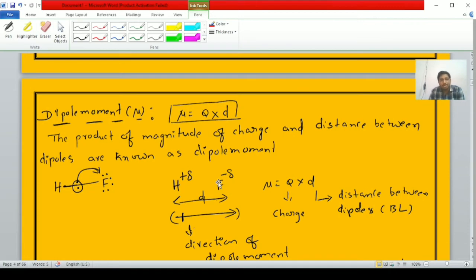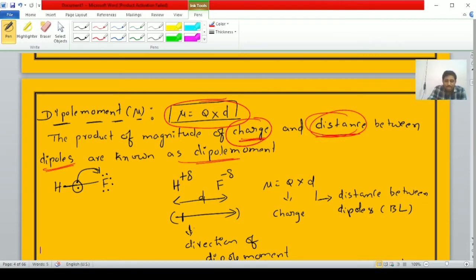Next property, students, the third property we are discussing: dipole moment. In your chemical bonding chapter, you have some idea about dipole moment. The product of the magnitude of charge and the distance between the dipoles is known as dipole moment. The equation is mu equals q into d.